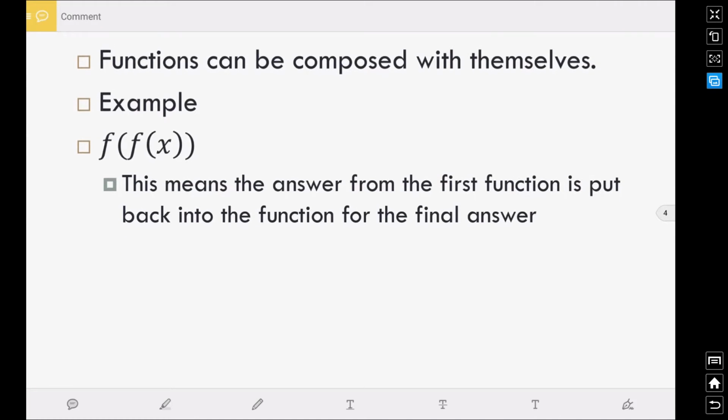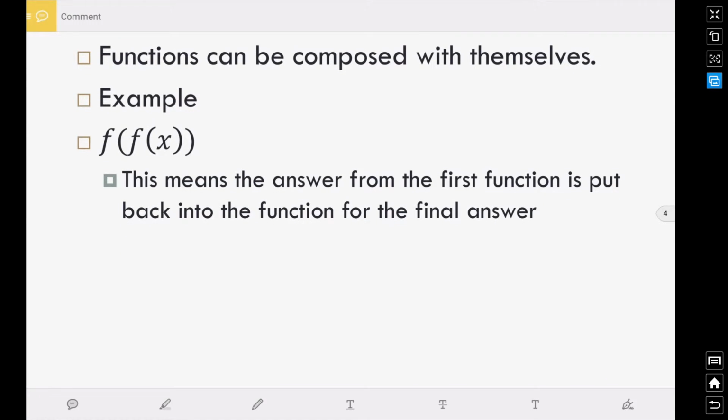Something like this actually happens quite a lot in biology. This is what you would consider a feedback loop in biology, where your body creates something and then uses that something to either create more of it or create less of it, depending on whether you want a positive feedback loop or a negative feedback loop. So this is one place you would see function compositions.